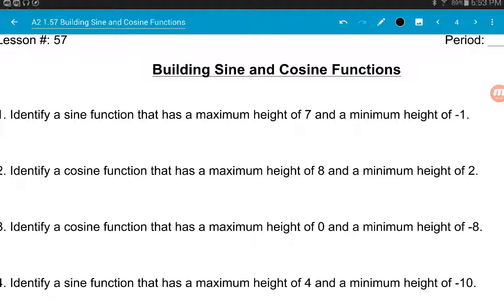Here's a follow-up lesson on lesson 57, building sine and cosine functions. We've flipped the script a little bit since the previous lesson. Before, we were describing the changes made on a given function, a given equation. What we're doing now is creating that equation based on criteria. So let's do a couple of these. I'm going to move through them quick because they're all a little different.